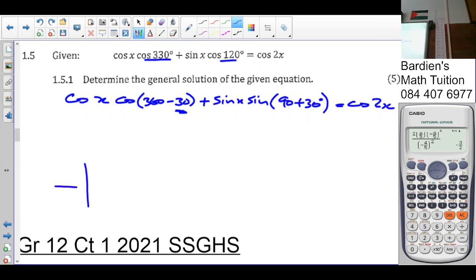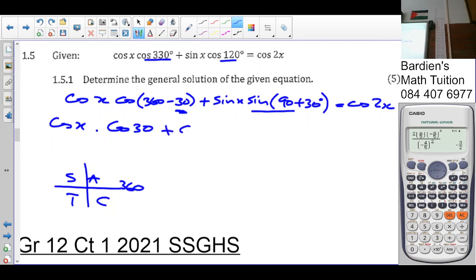So 360 minus takes us to which quadrant? 360 minus, fourth quadrant. Is cos positive or negative? Cos is positive. Cos 30. Now 90 plus, which quadrant? Second quadrant. Is sine positive or negative? Positive. What changes to? Cos. So it's going to be sine x times cos. No, I made a mistake now. I was supposed to have written cos 90 plus 30, which now becomes sine of 30.